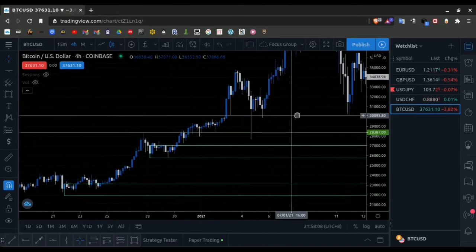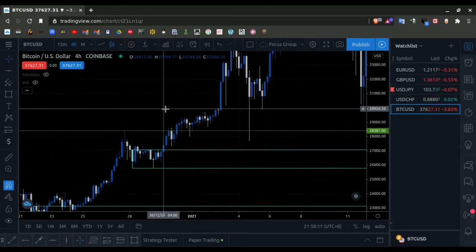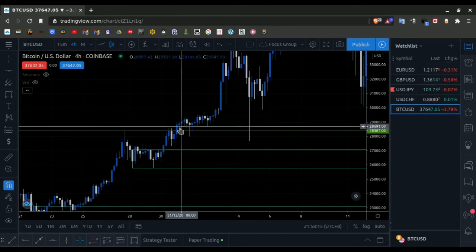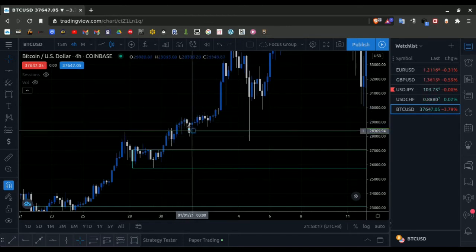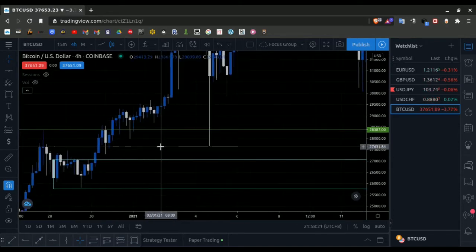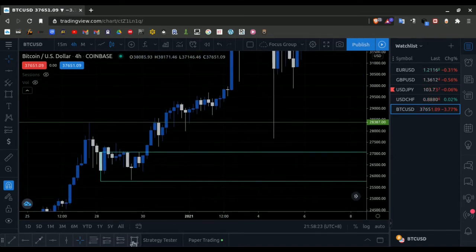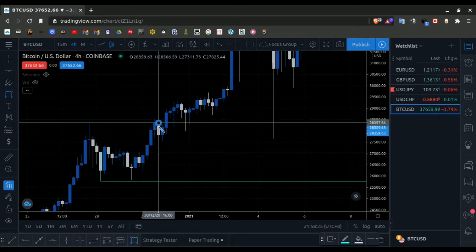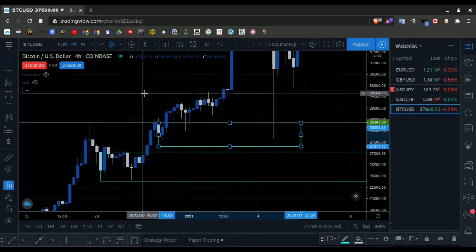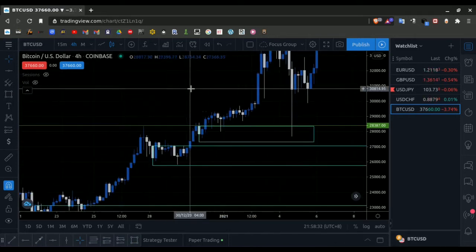Now some of you might ask, okay, what about these tiny swings over here? Well, yeah, price did break this swing, and as you can see, it came back and tapped it. So we could definitely be very picky about the swings, but because I want to make this video short, I don't want to go through every single swing.